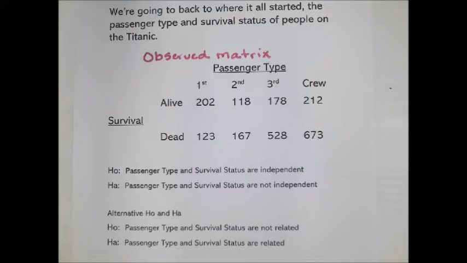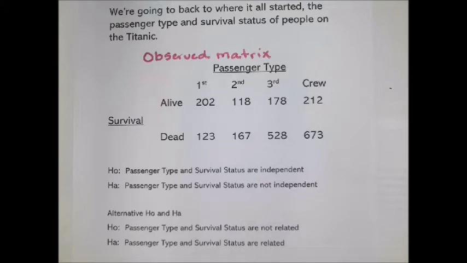Now, the null hypothesis is simply going to be that the two variables are independent, and you have to name the two variables in your HO and your HA. So our null hypothesis would be passenger type and survival status are independent, and the HA would be passenger type and survival status are not independent.